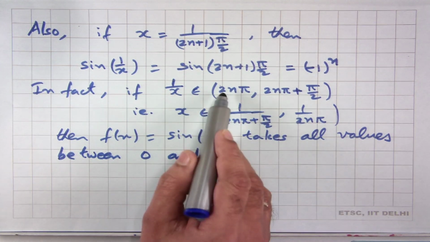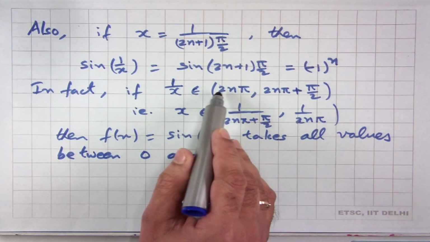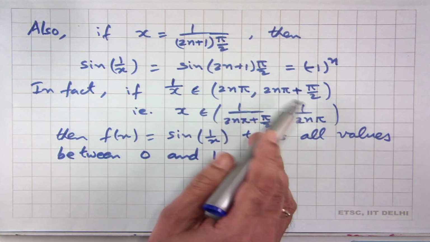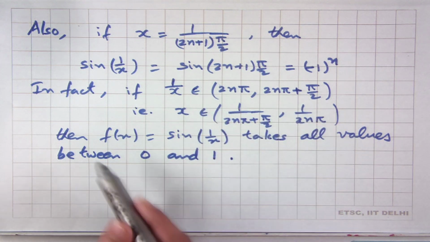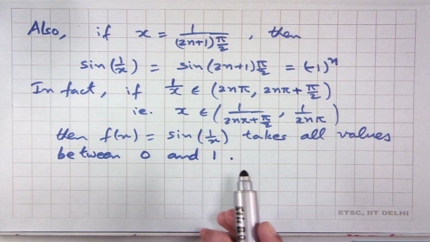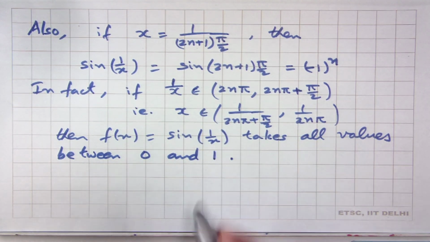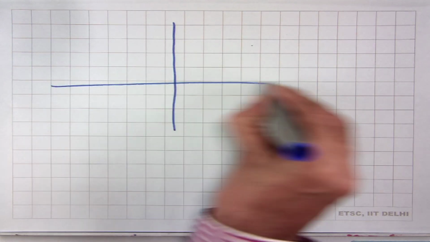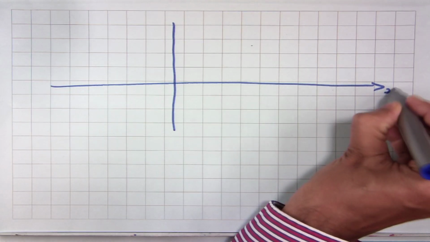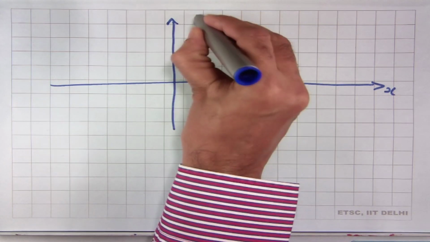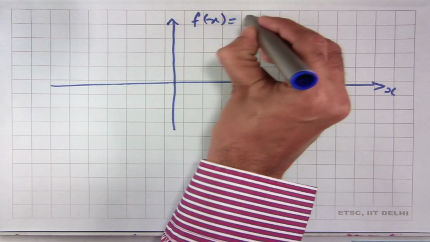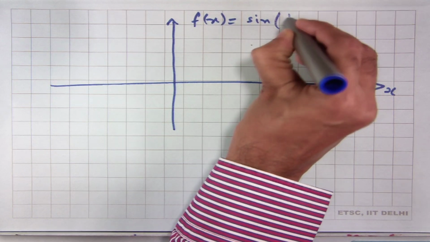In fact, if I take from 2nπ − π/2 to 2nπ + π/2, then it takes all the values from −1 to 1. So, what we see is that if we try to draw the graph of this, x, and then I have f(x) equal to sine of 1/x.